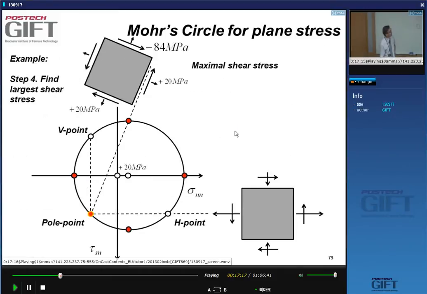In what conditions do I have the maximum shear stresses in the material? Well, here is the maximum shear stress. If I continue in this direction, you can see that the shear stress here is -48.